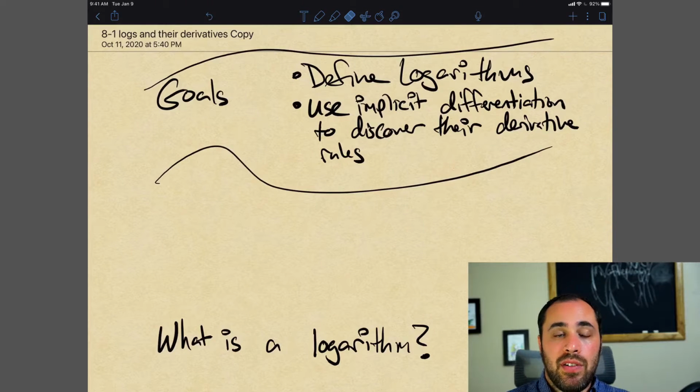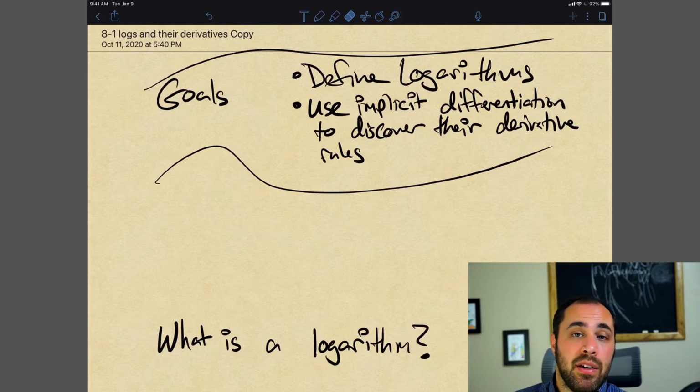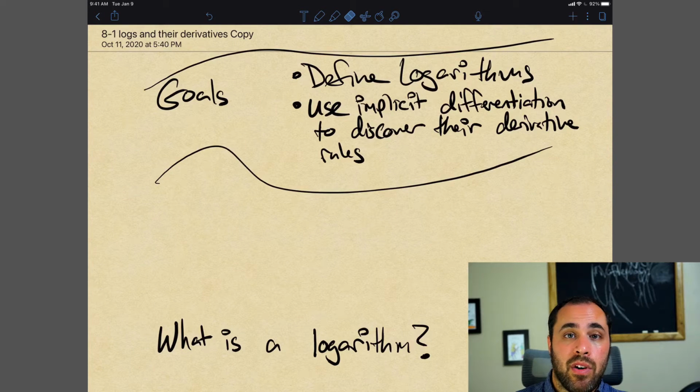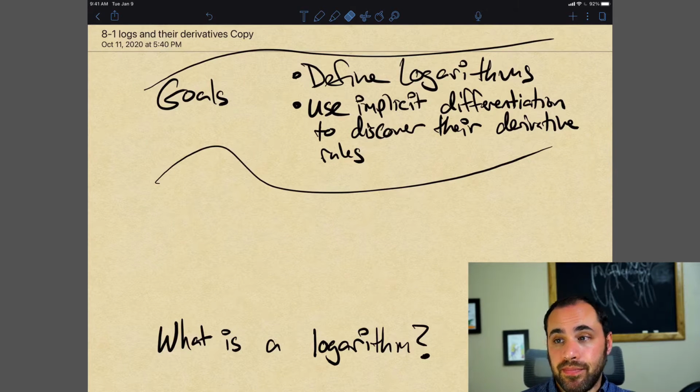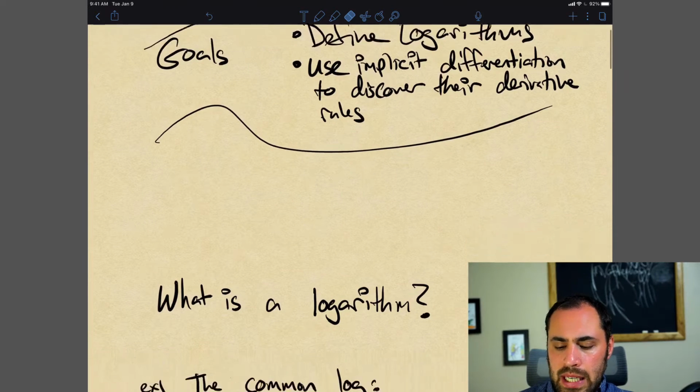Hey folks, this video is about logarithms and their derivatives. So here are some goals I have for you for after you watch the video and read the corresponding part of the textbook. So what is a logarithm? Let's start with an example.